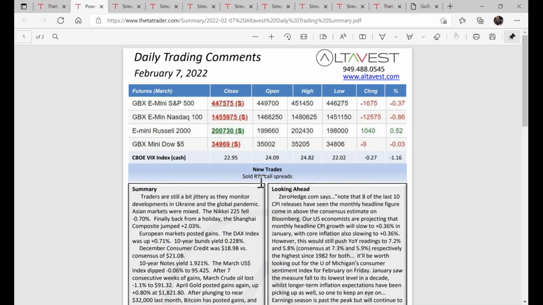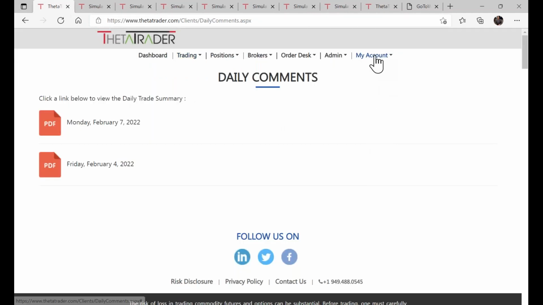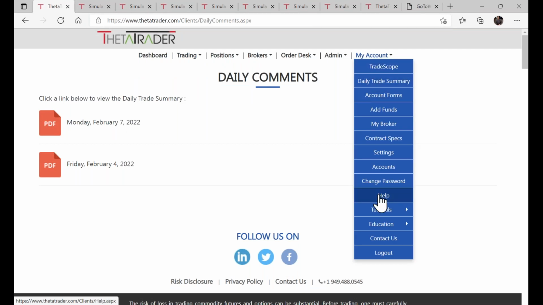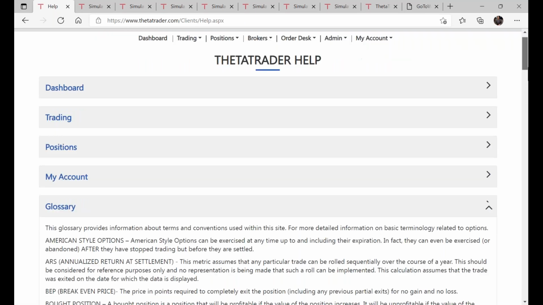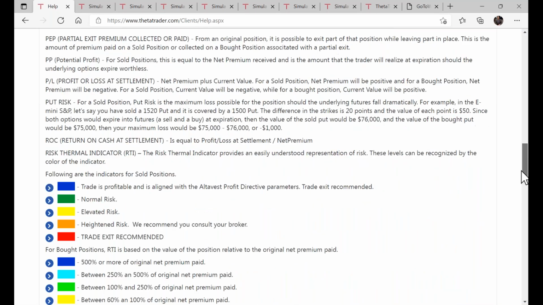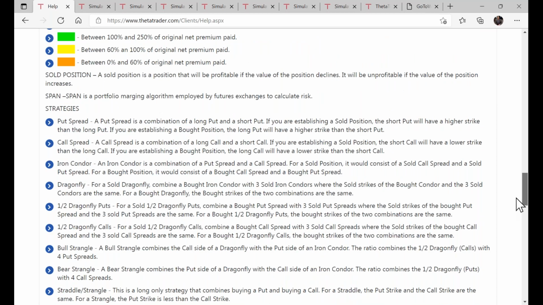can see we sold Russell call spreads the other day, looking at the VIX here. So that's every day as well. That's in-house proprietary research. Then you have a help file. You have, actually here, let me show you this real quickly. If you want to know about the RTI and all those different colors, you can read all about it here and how it works and all the different definitions.